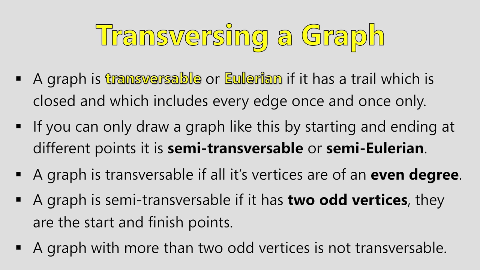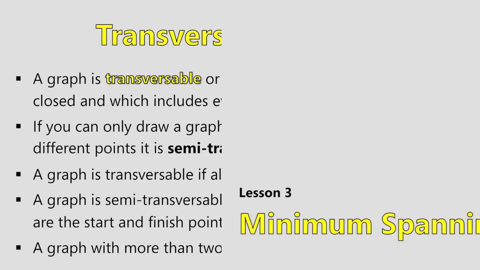A graph is traversable if all its vertices are of an even degree. A graph is semi-traversable if it has 2 odd vertices and they are the start and finish points. A graph with more than 2 odd vertices is not traversable. Until we get a bit later on, in which you have to basically make multiple edges, which is lovely.